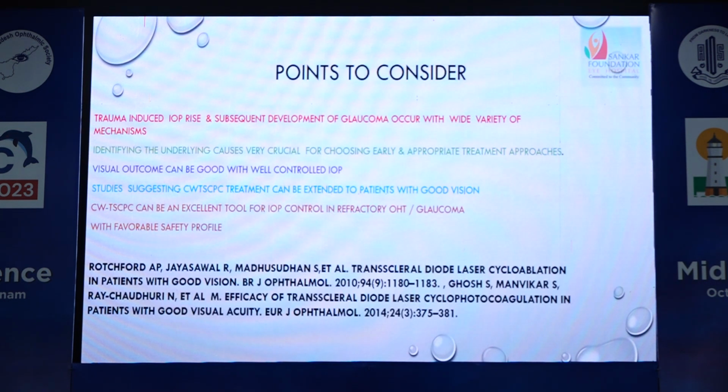So the take-home: any trauma-induced IOP rise has multiple mechanisms, so we need to address many factors. When we do gonioscopy, increased pigmentation, angle recession, and any sphincter tear also indirectly give a clue that the patient may develop glaucoma later on. So it's very crucial to identify the underlying cause. Visual outcome can be good if we control the IOP with timely management.